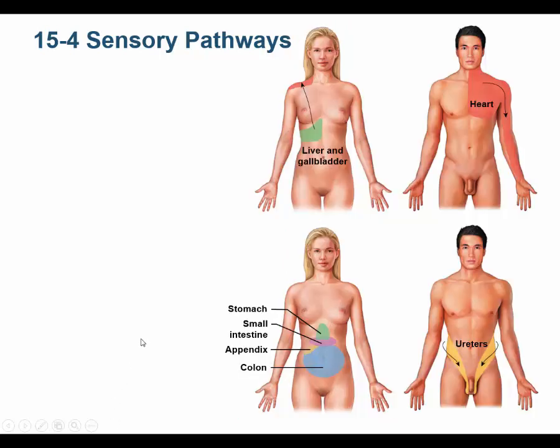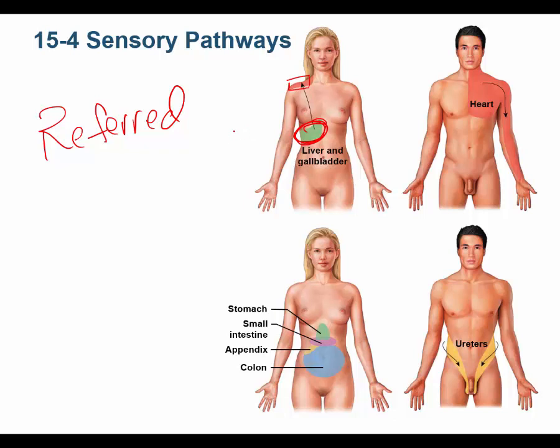Sensory pathways and referred pain. This is called referred pain. This is what this is. What happens is, well, let's just go step by step. If you have pain in your liver or gallbladder right there, it might feel like you have pain in the skin of your shoulder, of your right shoulder.